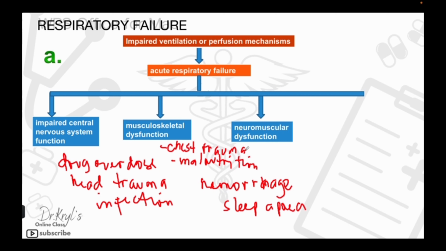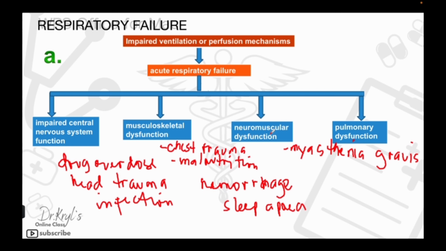Neuromuscular dysfunction. For the neuromuscular dysfunction, the common one is myasthenia gravis. And that also includes pulmonary dysfunction, those with COPD, asthma, and cystic fibrosis is also included.